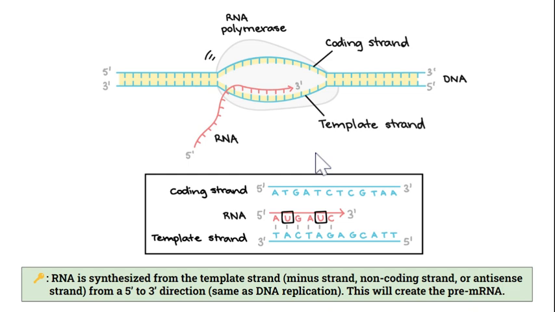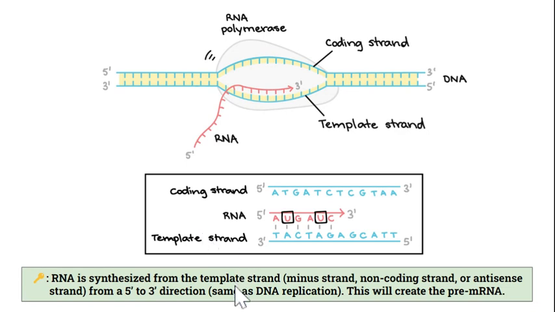Now, RNA is synthesized from the template strand. So you can see here RNA polymerase has split the DNA into two. The one that we are essentially base pairing with is called the template strand, and it's going to be synthesized from the 5' to 3' direction, which is the same as DNA replication.